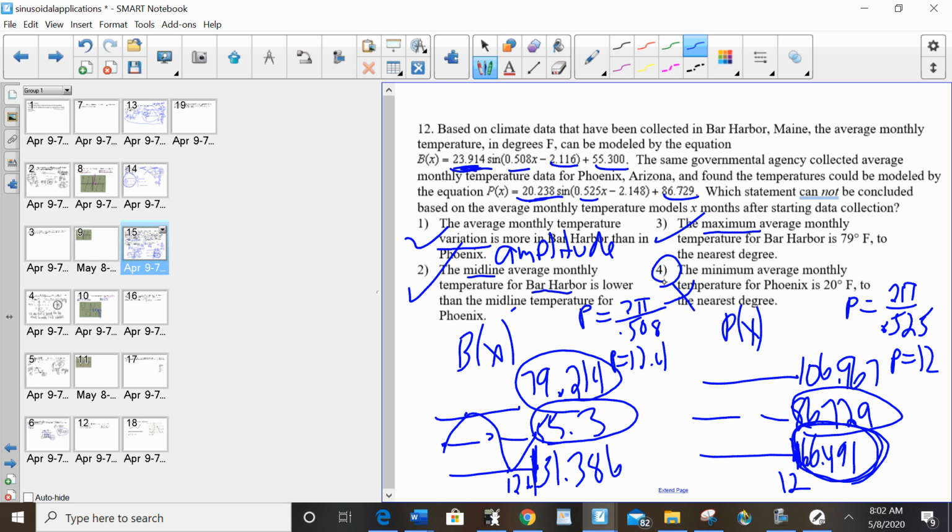To be honest, if you had a little bit of common sense of your country and what the temperature is like in Maine as opposed to Phoenix, you can kind of common sense your way through this thing. But mathematically, we just did it. It's all about your little pictures. This question was a little annoying. Choice 1 was tough because of average monthly temperature variation. A lot of students might not realize that that's talking about amplitude, but that's what amplitude is. It's how much it's changing from the midline. It's how much it's varying from the average.